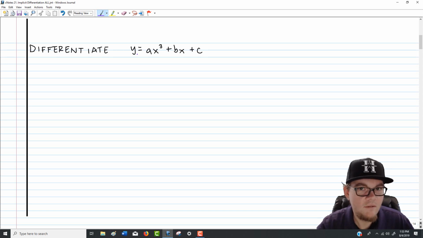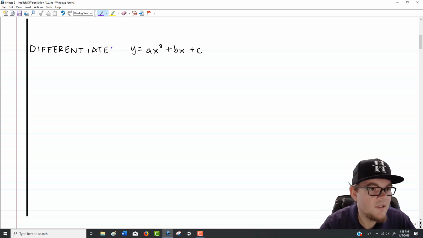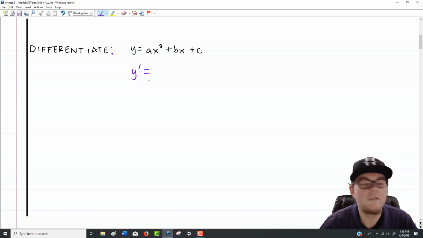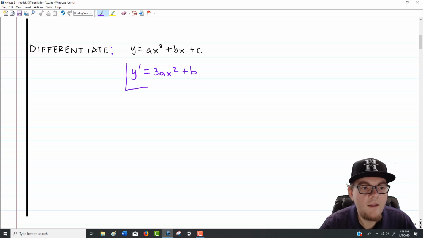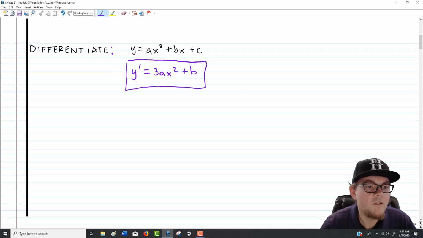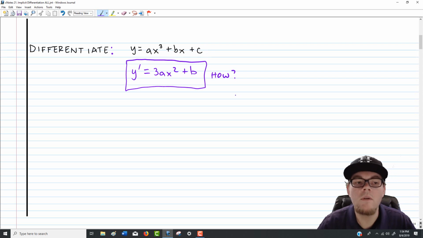But in this case, people get confused a little bit because there's so many different variables. And yet, if I ask you to differentiate this function, you can probably very quickly come up with the answer that y prime is equal to 3ax squared plus b. And that's interesting to me. While it is absolutely correct, my question is, how do you get there so fast? How did you know that was what we were doing?